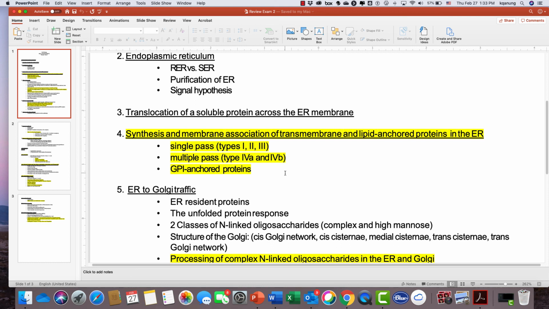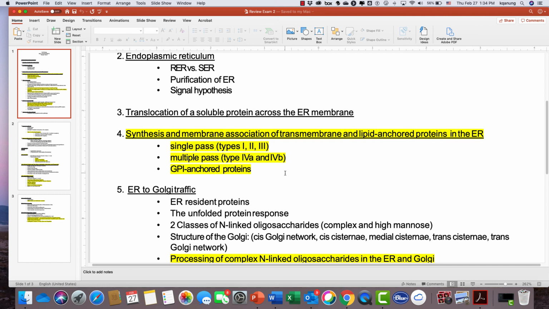Because remember that this is hydrophobic. This is hydrophobic. But in the N terminal, this part is not hydrophobic. So you have the ribosome here, and there is no problem for this N terminal part to be synthesized there. So why is that signal important?